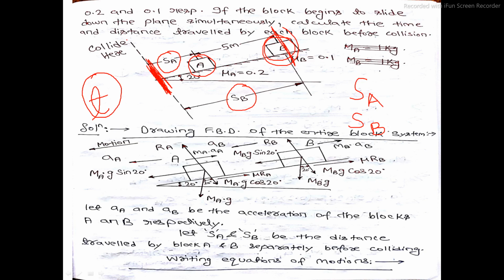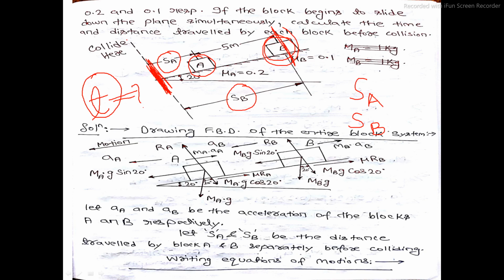Suppose the time taken by both the blocks to reach the colliding point is T. So how much time both the two blocks have taken to reach the colliding point, that you need to find out. That means in this problem, this time T we need to find out, as well as how much distance both the blocks will travel before colliding.